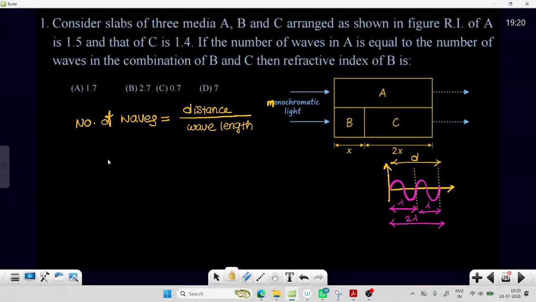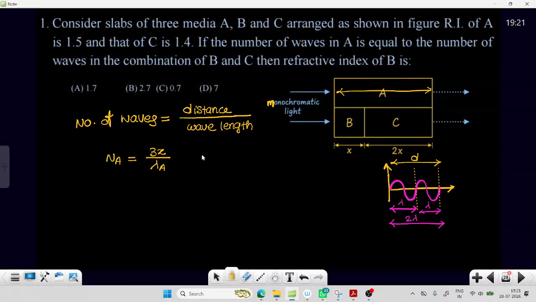Now let's find the number of waves in A. The length of A, this complete length from here to here, is 3x. So the number of waves in A is 3x by the wavelength of A, lambda A.